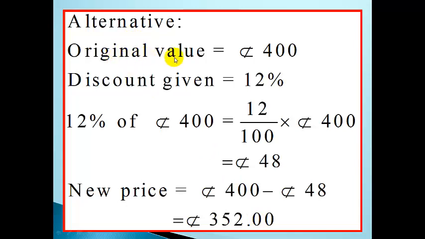The original value from the question is 400 cedis. The discount given is 12%. So 12% of the original value will be equal to 12 over 100 times 400 cedis, and this is equal to 48 cedis. That means that 12% of 400 cedis will be equal to 48 cedis. So if you want to find the new price, it will be 400 cedis minus 48 cedis, and the answer is 352 cedis, which is the same as the answer we had using the other approach.